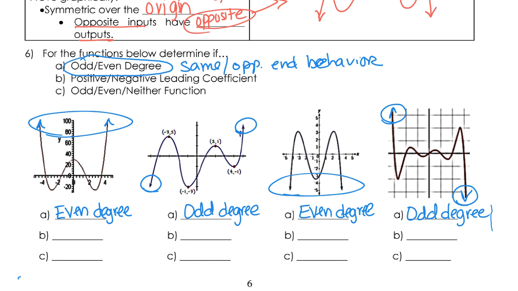All right, let's head to part B. Part B is asking whether it is a positive or a negative leading coefficient. Okay, positive leading coefficients end going up, whereas a negative leading coefficient would end going down. Okay, and when I say end, I'm talking about the right side of the graph.